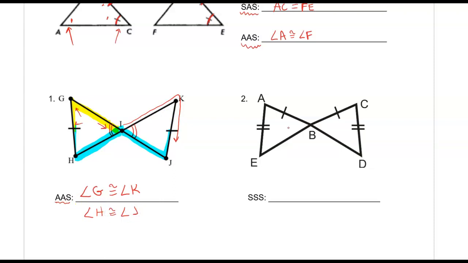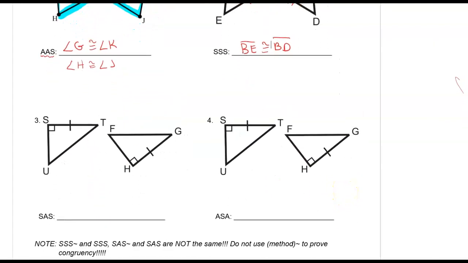Number 2, this is side, side, side we're looking for. So that means I would want this side congruent to this side in order to use side, side, side. So the answer is BE congruent to BD. Number 3, side, angle, side. Notice the angles this time, they're right angles, and we know right angles are congruent.